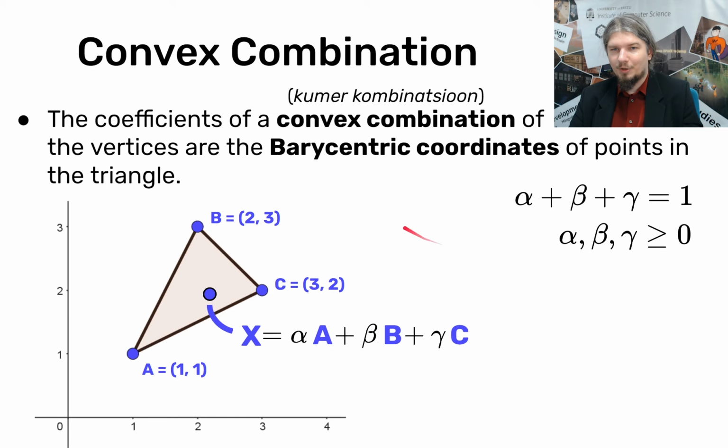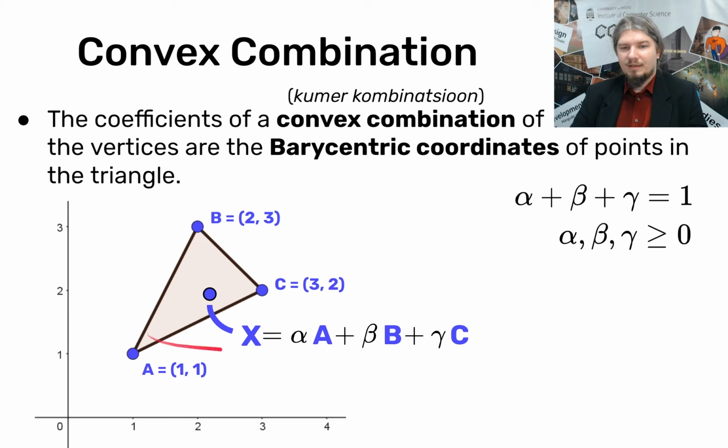Now we can take this a step further. There are a couple more definitions. Let's say we have 3 points: A, B, and C. And we want to find all the points that are inside this triangle. Or we could even say that we want to find all the points that are on the same plane as this triangle if we're in 3D. And this is where something called a convex combination comes into play. The coefficients of a convex combination of the vertices are the barycentric coordinates of the points in the triangle.